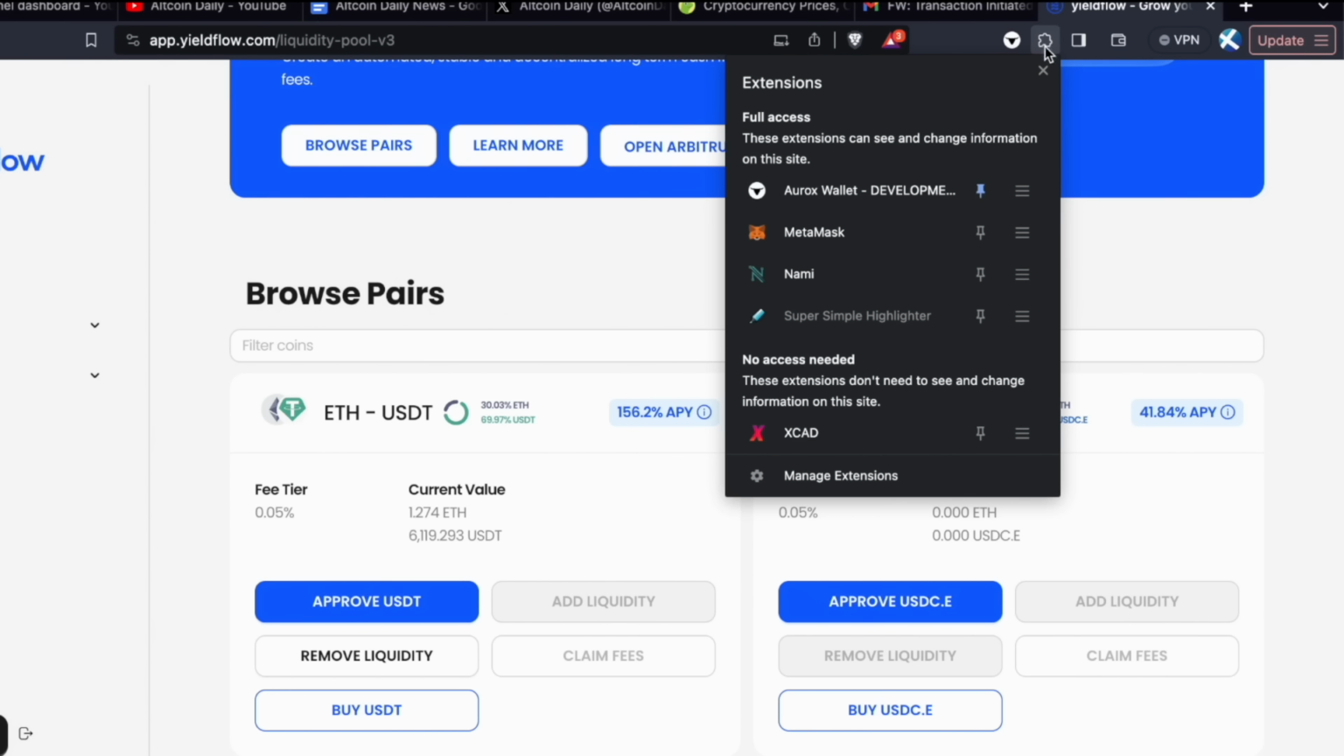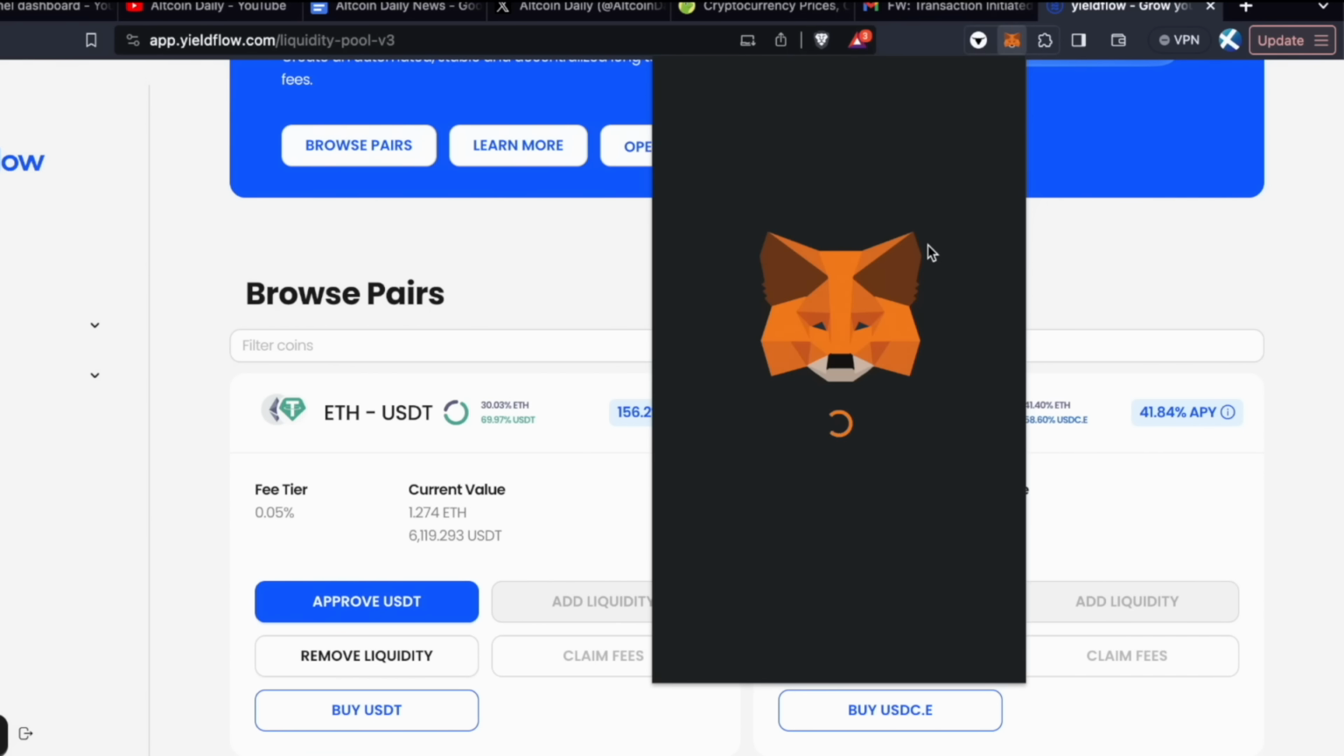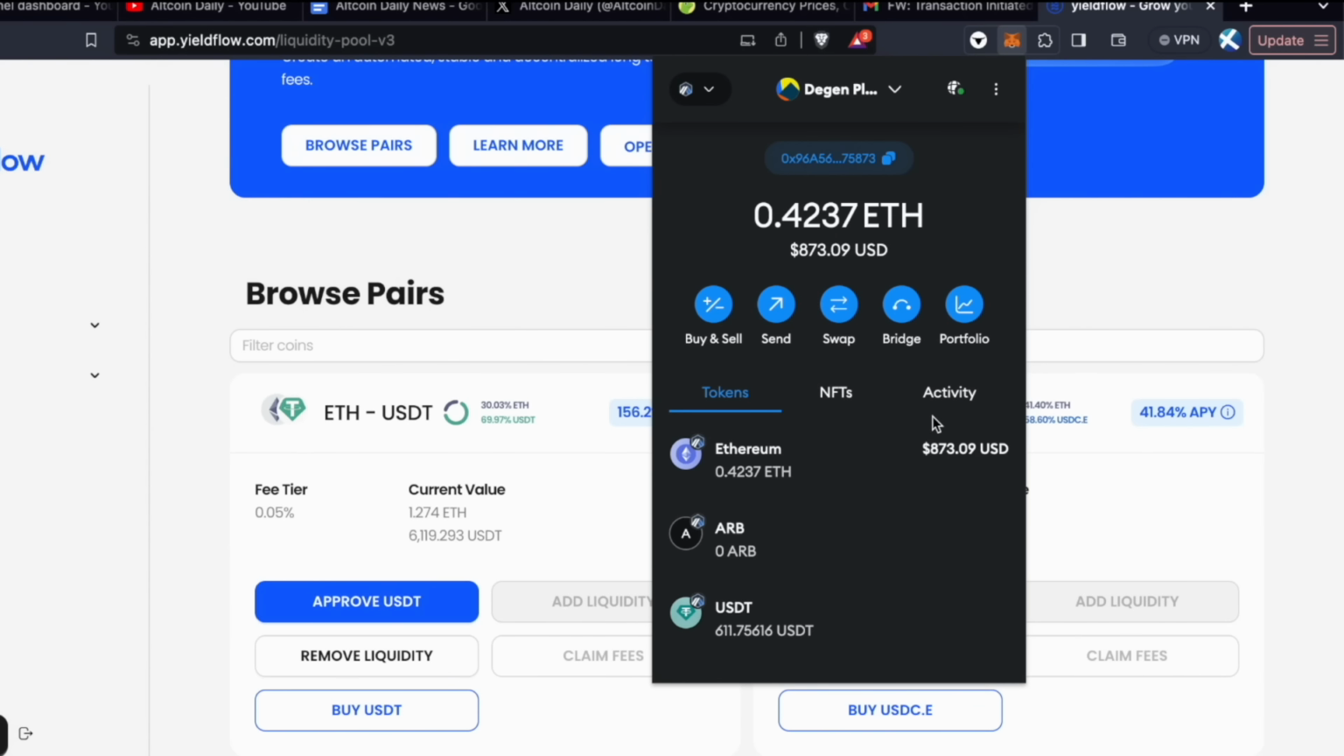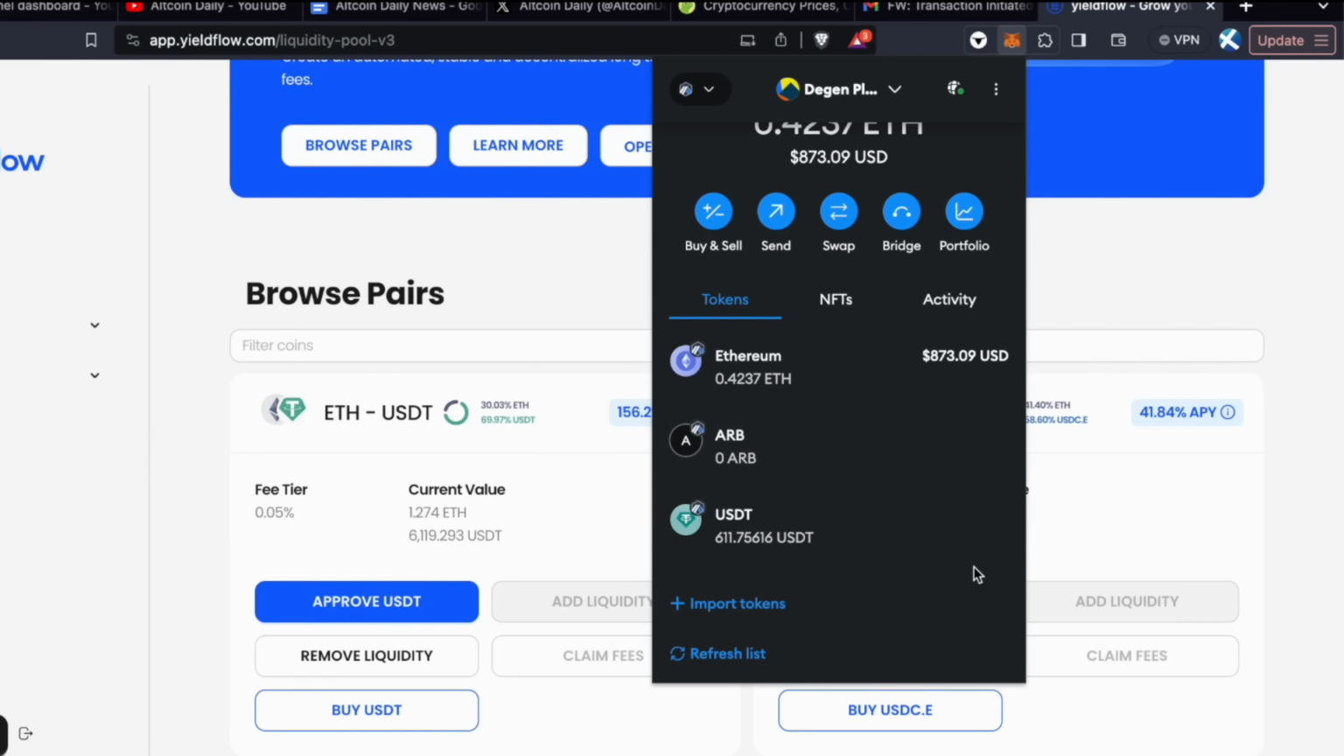Okay, we've claimed them. Let's check the wallet. And 0.4 ETH and $611 USDT because there once was some excess there because I didn't deposit. Because of the ratio, it was hard to deposit everything at once. We got the fees is the point.